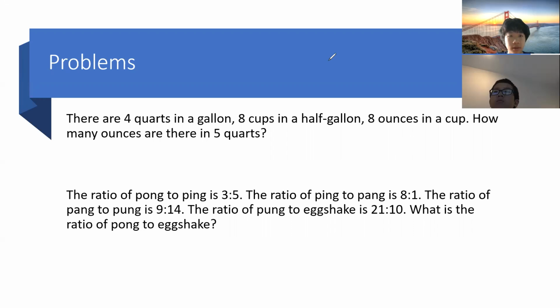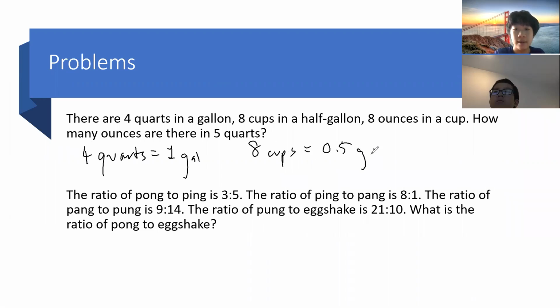All right. So let me go over the solutions. For the first one, there's a moderate amount of conversions we're going to have to do. So let's do a conversion table to make things easy. We know that 4 quarts equals 1 gallon, 8 cups equals 0.5 gallon, 8 ounces equals 1 cup. So now we have these 3 conversions we can do.